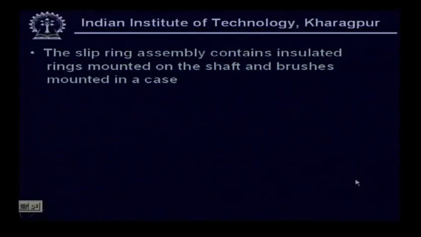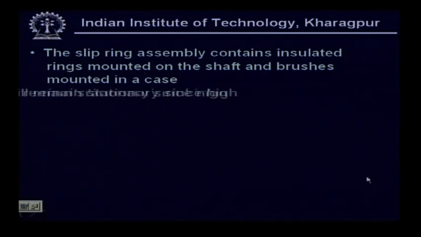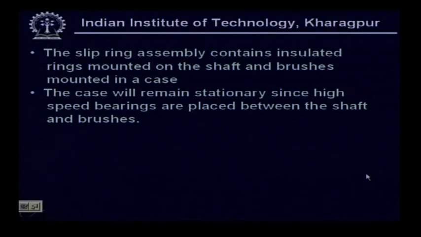Now, the details of the slip ring method. The slip ring assembly contains insulated rings mounted on the shaft and the brushes mounted in a case. The case will remain stationary, since high speed bearings are placed between the shaft and the brushes.